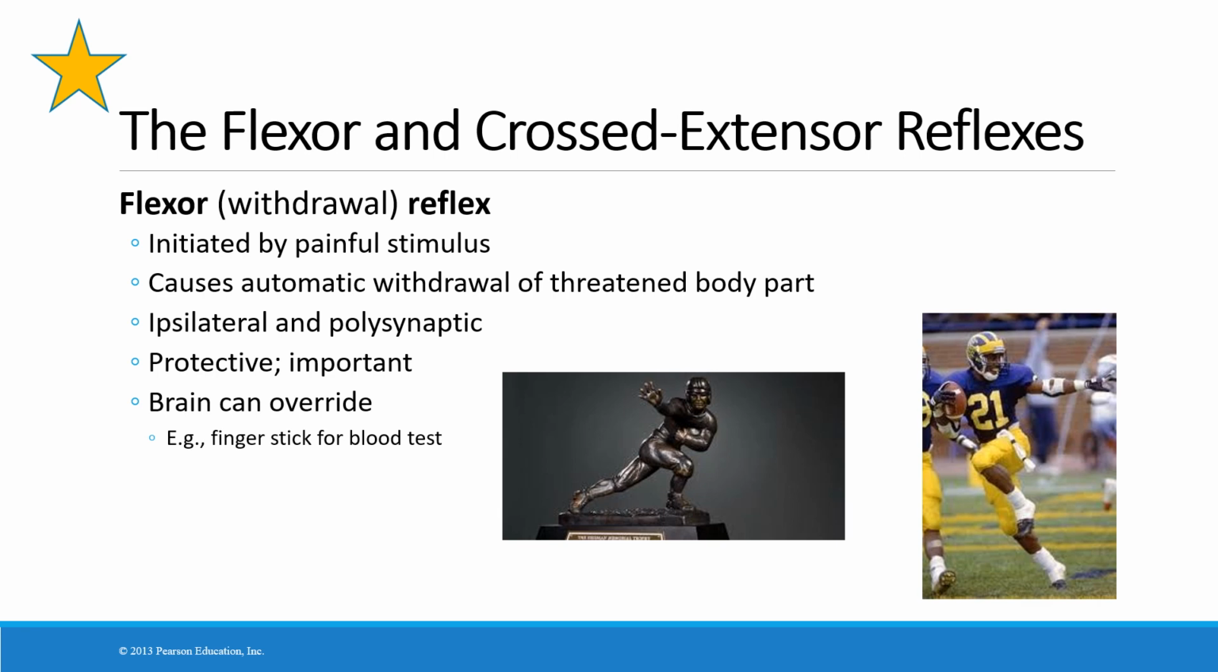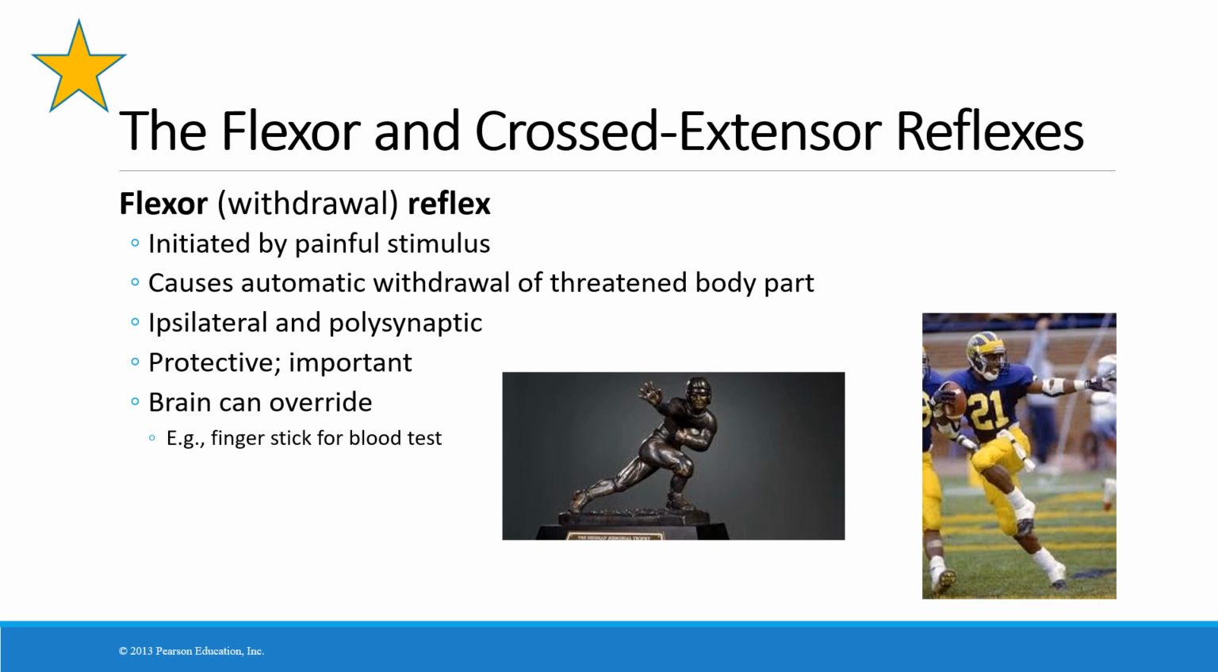He's not stepping on anything painful, but you can see where this would work, right? So he'd be jumping off of that, and then the right leg has to go into an extension in order for him to not fall over. So one leg has to jump into extension and one leg has to jump into flexion in order to withdraw from whatever that problem is. Okay, so it's initiated by a painful stimulus, causes automatic withdrawal of the threatened body part, ipsilateral, so it's same side, and polysynaptic, multiple synapses.